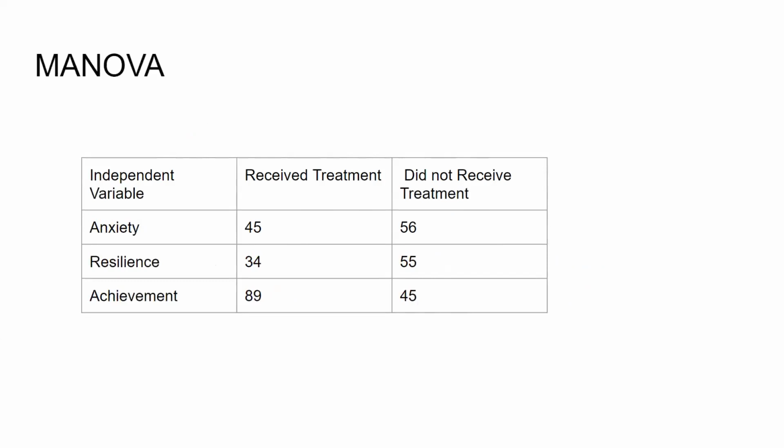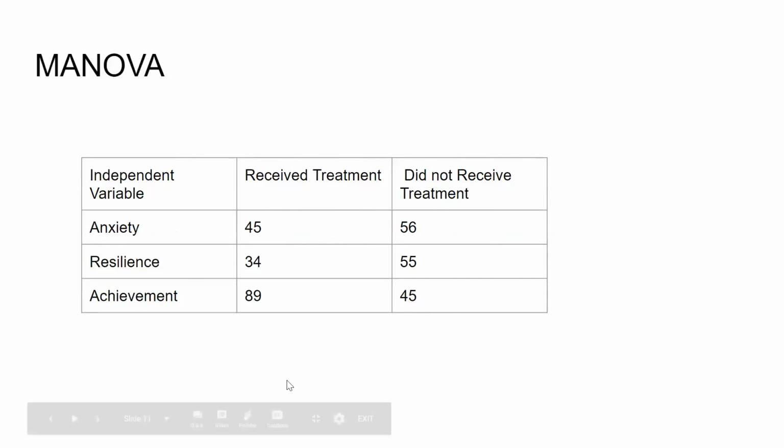Now, a MANOVA is a multivariate analysis of variance. This is when you have at least one independent variable, but you have multiple dependent variables. So the independent variable here would be treatment. Did they get an intervention? Did they go to mindfulness training or not? Okay, so that is the independent variable. But we're going to measure multiple things: anxiety, resilience, and achievement.